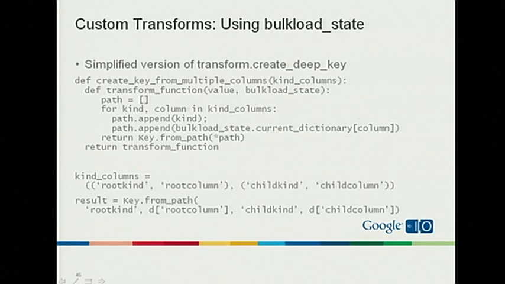And we have a transform function, and we basically go through the list of kinds and columns that were provided in the YAML file and pull out the information from the dictionary. So the kind columns is something that would be specified in the YAML file, and we take this, iterate through it, and it calls the key from path function, which is how you build one of these hierarchical keys in the Python datastore API.